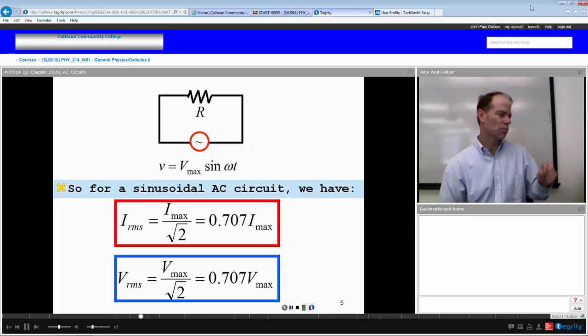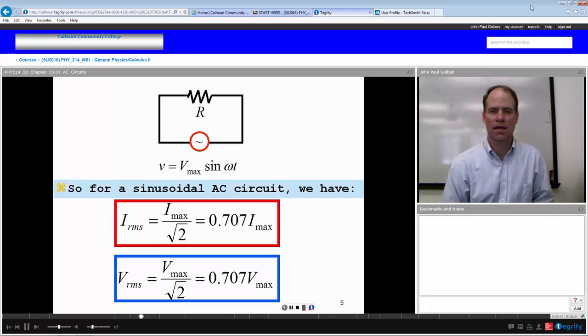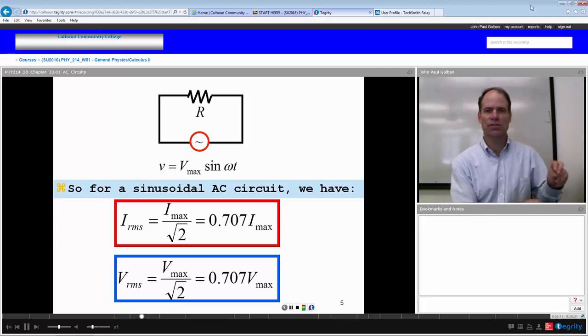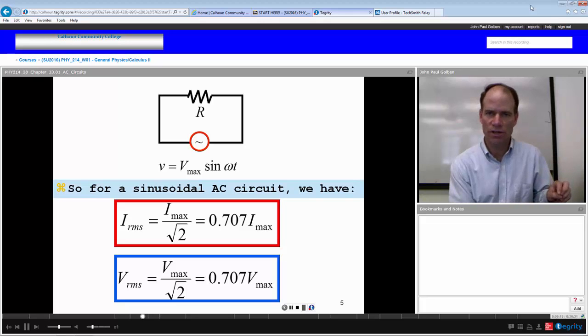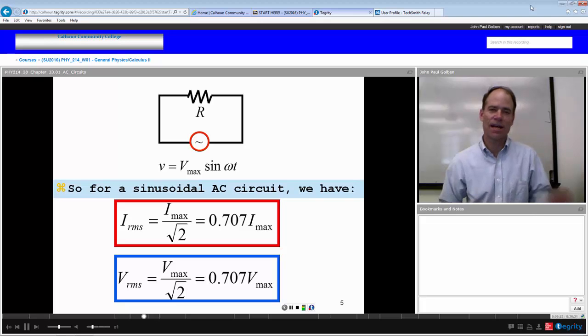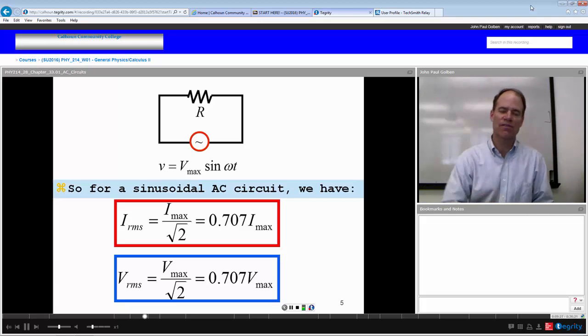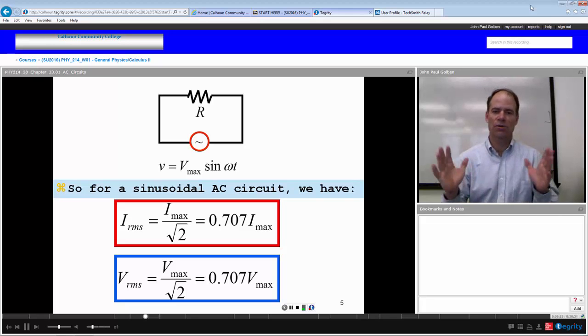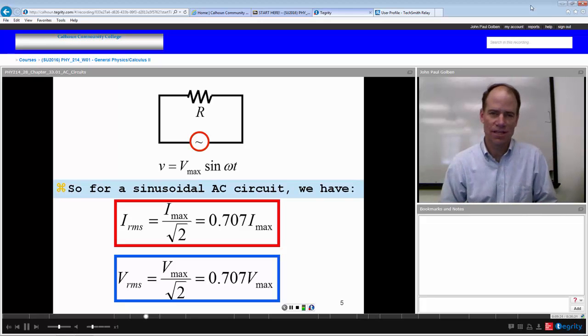If you put a meter up to the wall socket and you measure the voltage coming out of the wall socket, you will measure 120 volts. That is root mean square. The actual voltage going through the wall socket has a maximum value of 170 volts, but when you take 0.707 times 170, you have 120 volts. So the meter gives you the root mean square, or RMS, value.